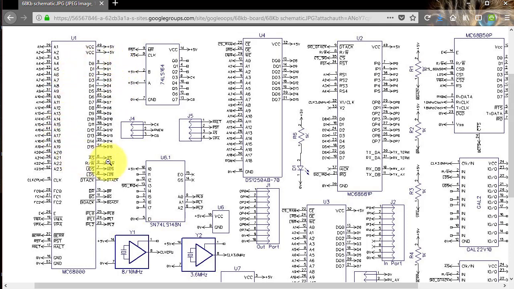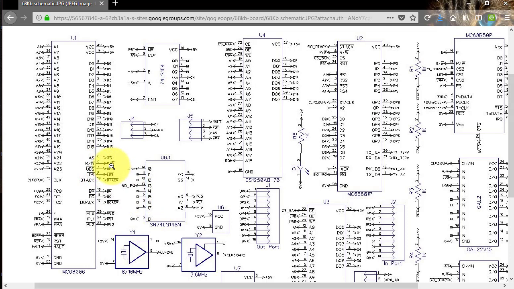Then you've got a set of 16 data lines. They're connected to either the memory chips or some of the communication or peripheral chips, and the memory chips are low address and high address. So here's the low address RAM or NVRAM chip, and here's the high data RAM chip.